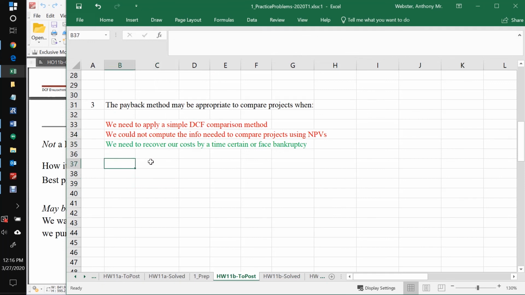Okay, that's all I've got for homework 11b. Most of the problems are very similar to the problems given in homework 11a, with the proviso that you're computing NPVs and things for two projects and deciding if you can only choose one, which one is best. The answer to that always is, if they're mutually exclusive equal length projects you're looking at, the answer is always the project with the higher NPV. Okay, so that's it for practice problems for homework 11b, and I look forward to talking with you again soon.